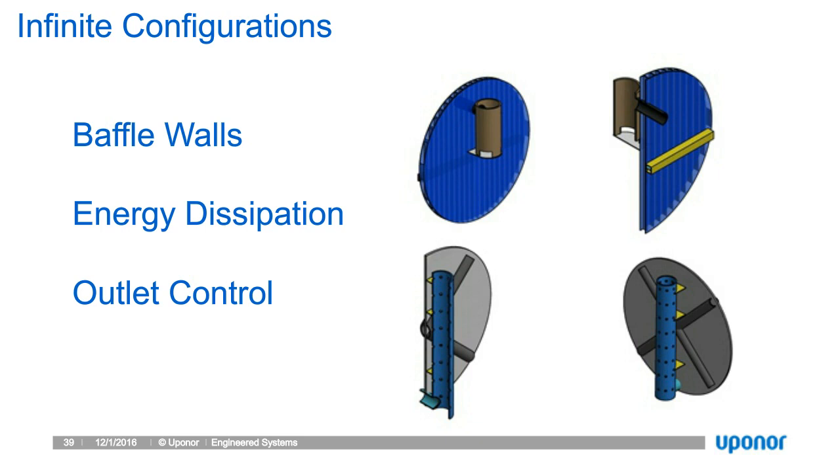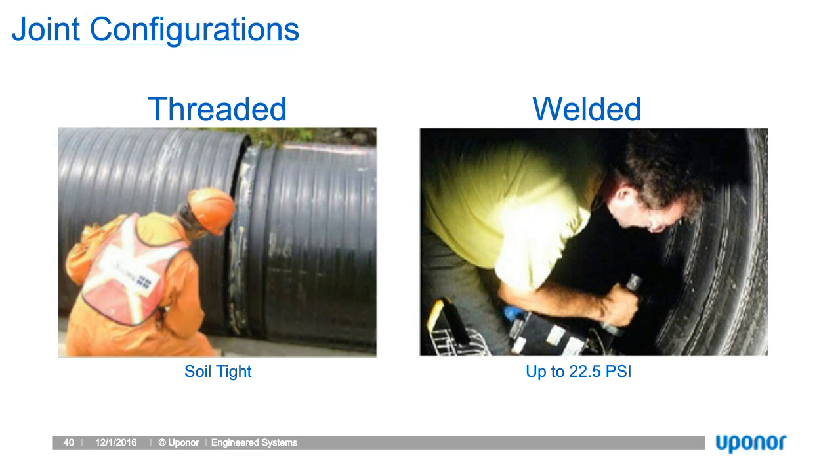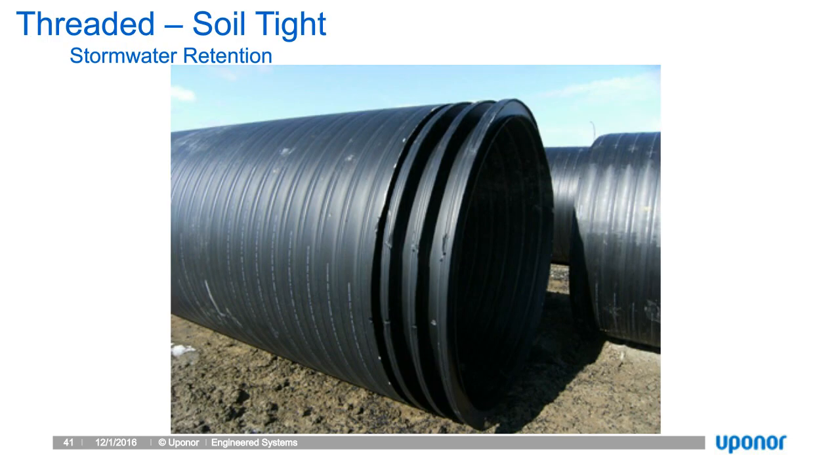So we mentioned a few joint configurations. We have basically threaded, which is a soil-tight joint, and then we have welded, which can achieve pressures up to 22.5 PSI. And we'll talk a little bit about each one of those independently. Our threaded soil-tight joint was originally developed for culvert reline applications where they're going to grout the annular space around the structure. We do quite a bit of culvert reline projects.